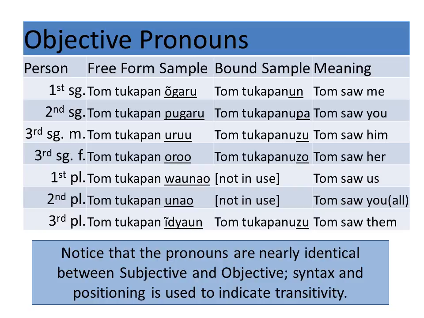Tom tukapan uru. Tom saw him. Third singular, masculine. Tom tukapan uru. Third singular, feminine. Tom saw her. Tom tukapan waunau. Tom saw us. First plural. Tom tukapan unau. Tom saw you all. And Tom tukapan idiaun. The only form that is actually quite different in the objective than from the subjective. Tom tukapan idiaun, Tom saw them.